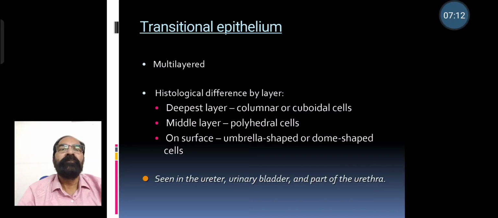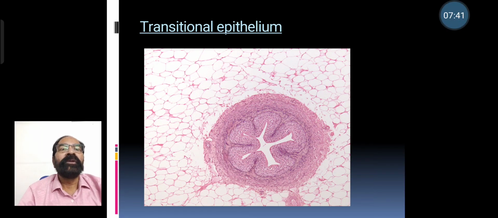Transitional epithelium, multi-layered, with histological differences by layer. The deepest layer is cuboidal or columnar. The middle layer is polyhedral, and the surface has umbrella-shaped or dome-shaped cells. This transitional epithelium is seen in the ureter, urinary bladder, and part of urethra, that is prostatic urethra. The picture shows the ureter with the transitional epithelium and the star-shaped lumen.